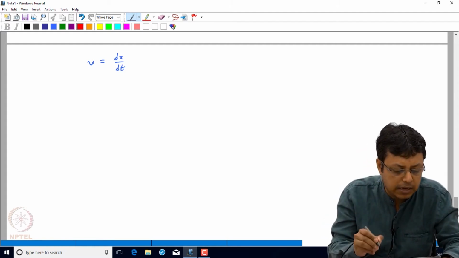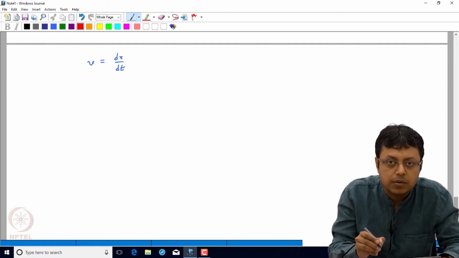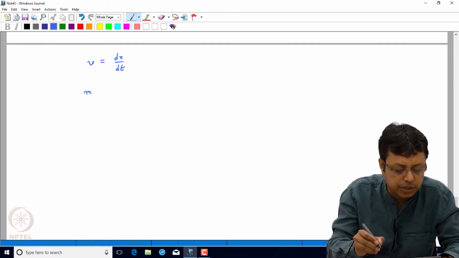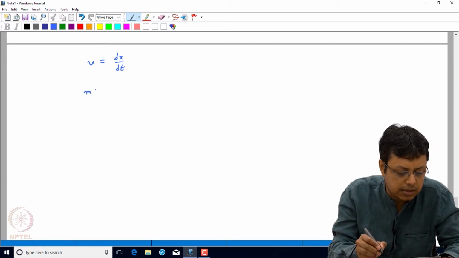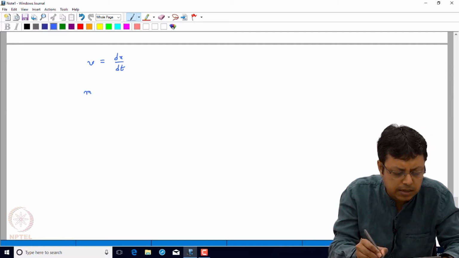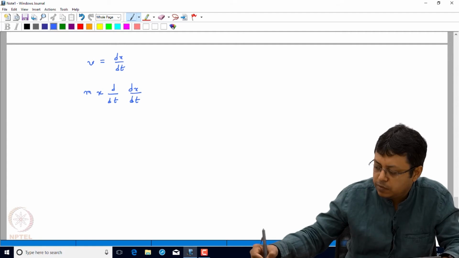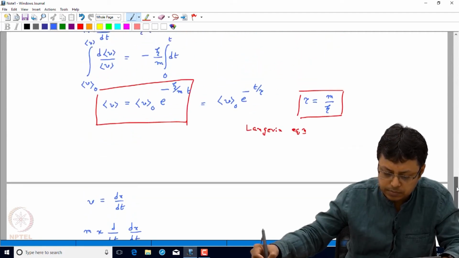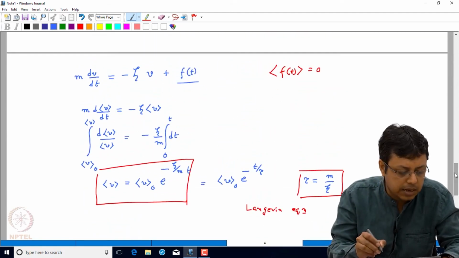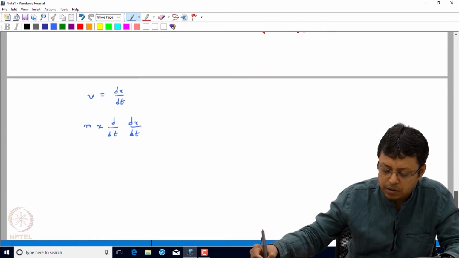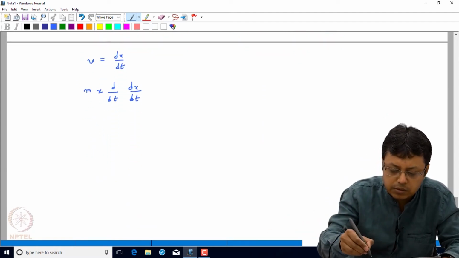Now I can write the force equation. That was basically mass times acceleration, and acceleration is nothing but, you can write it like this, x into d dt of dx dt. So I am going to multiply both sides by x, and we can show it in the next step.